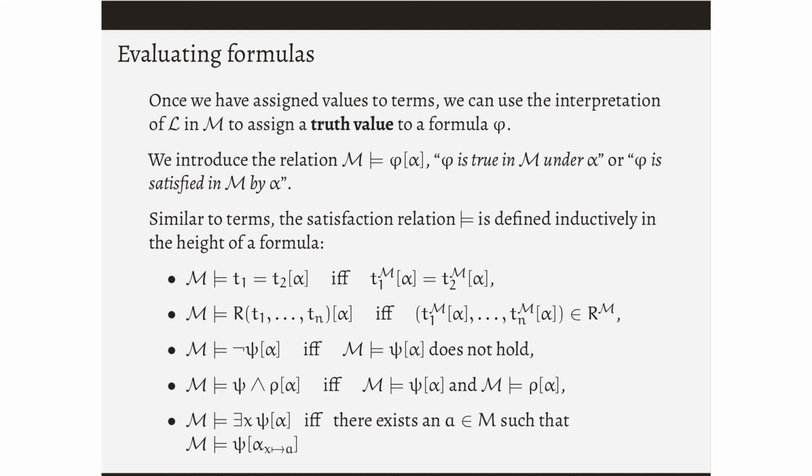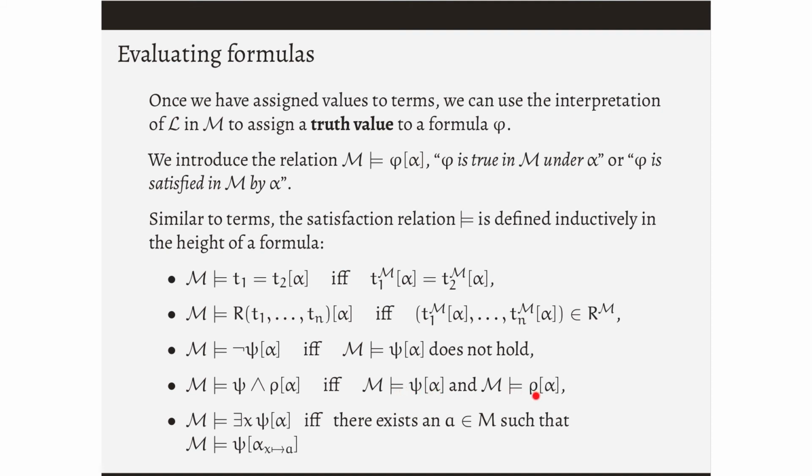So once we have the two base cases, we can then move on to the cases where we build up new formulas using the logical connectives. The negation symbol is pretty clear. This holds if and only if the negated formula does not hold in M, or is not satisfied there. Conjunctions hold if each of the parts hold.